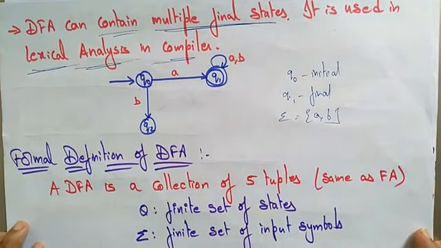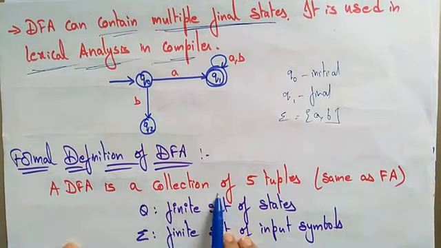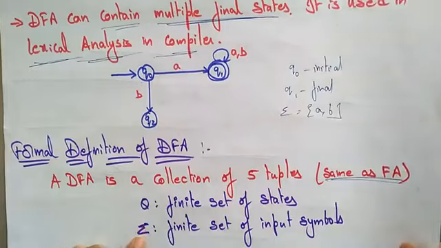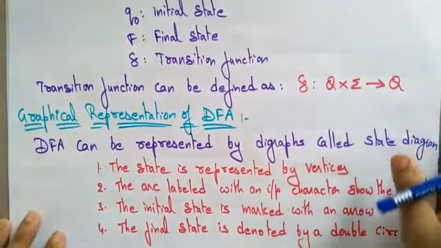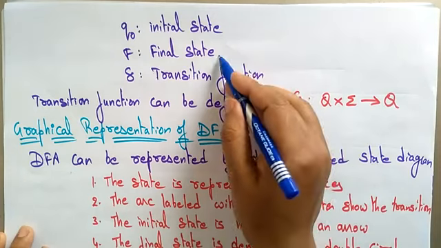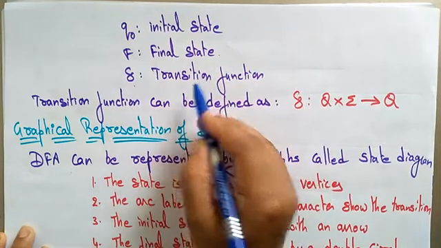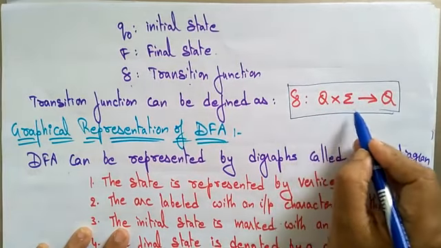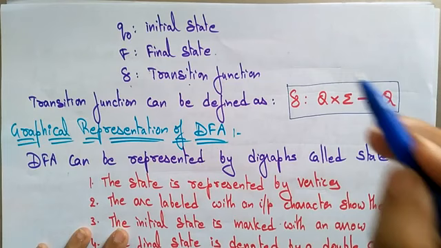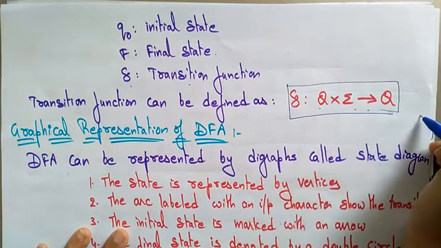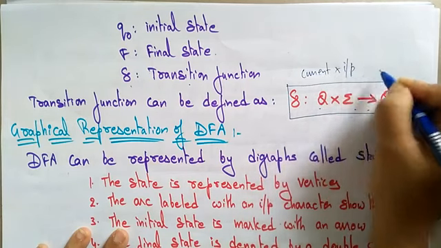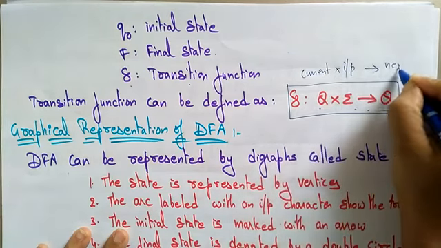So this is DFA. Now let's see the formal definition of DFA. A DFA is a collection of 5 tuples. The definition is the same as the finite automata. Here the 5 tuples: Q is the finite set of states, sigma is the finite set of input symbols, Q naught is the initial state, F is the final state, and delta is a transition function. The transition function is defined as delta: Q x sigma tends to Q, meaning the current state with an input symbol gives the next state.